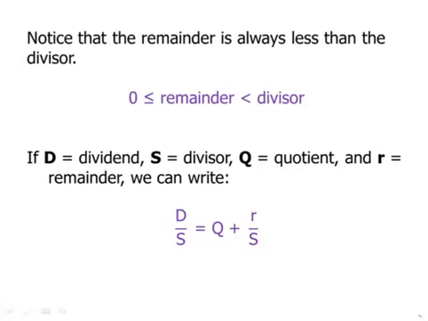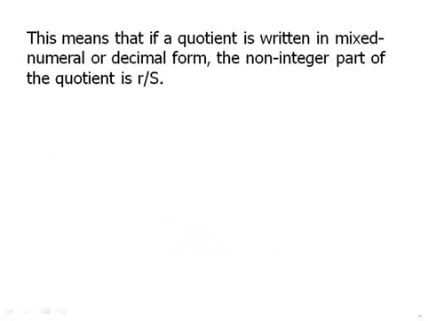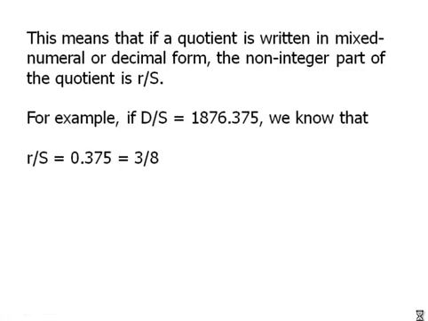Now it's very important to realize also, Q is an integer, so any non-integer part of the mixed numeral quotient is going to be that fraction. This means that if the quotient is written in mixed numeral or decimal form, the non-integer part of the quotient is remainder over divisor. That's a really subtle and important point.